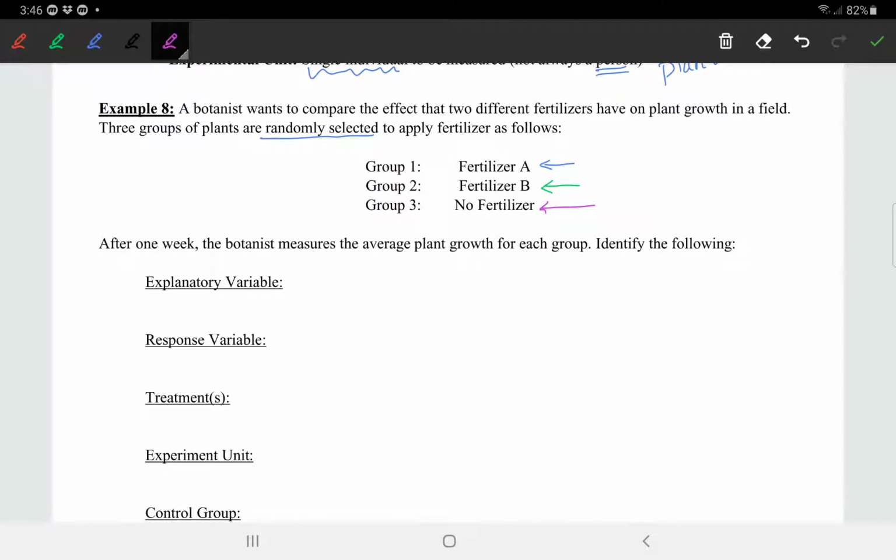Which is the variable that we would say has caused the change, and what is the variable that is the response variable? So the explanatory variable that causes the change, that is the different treatments, X is going to be the fertilizer. But what are the results, and what's the response variable? How did the plants respond to the fertilizer? That would be the plant growth.